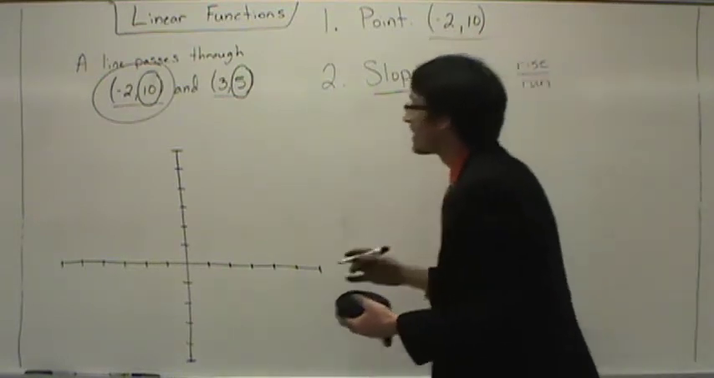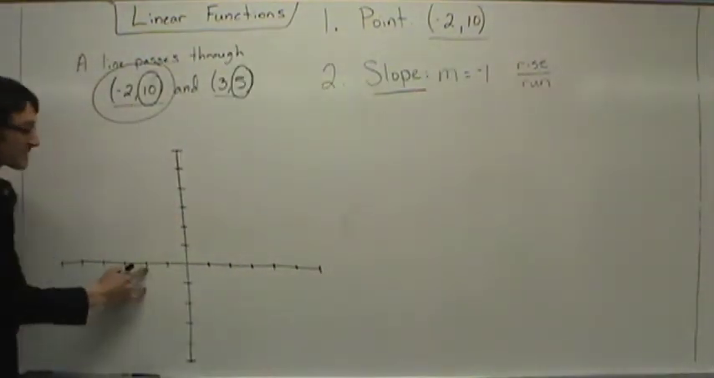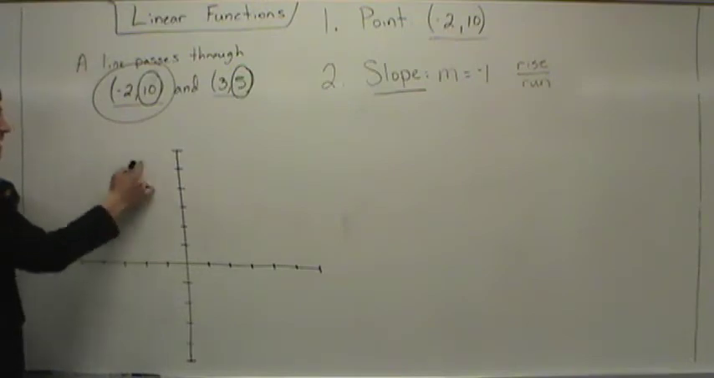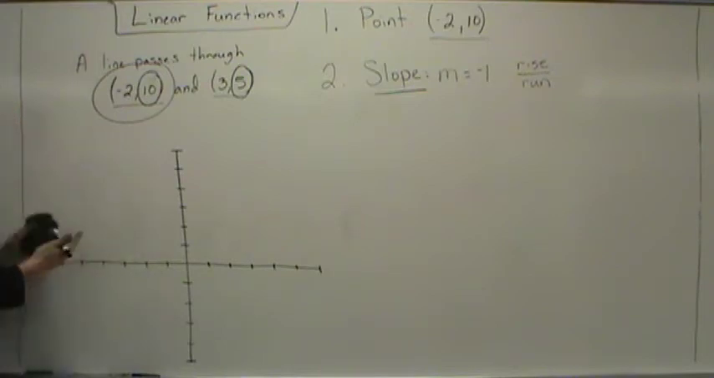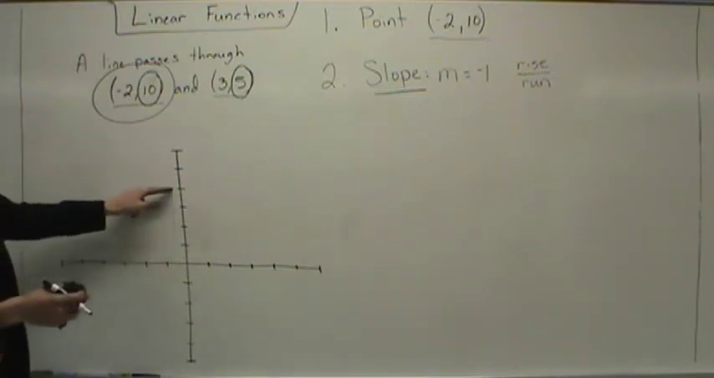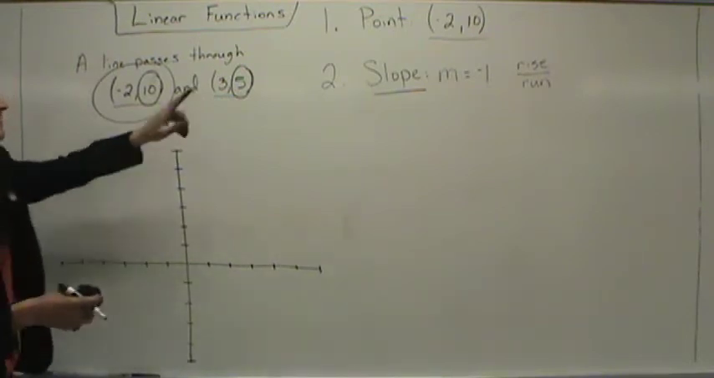Let's start with our point. Our point's location is negative 2, 10. Okay, negative 2 means 2 units left, 10 means 10 units up. Uh-oh, we ran out of space. Okay, so let's talk about conserving space on your graph paper. Notice that this graph only goes 1, 2, 3, 4, 5, 6 units high. Okay, you drew a graph on your graph paper. It's not big enough for the point.